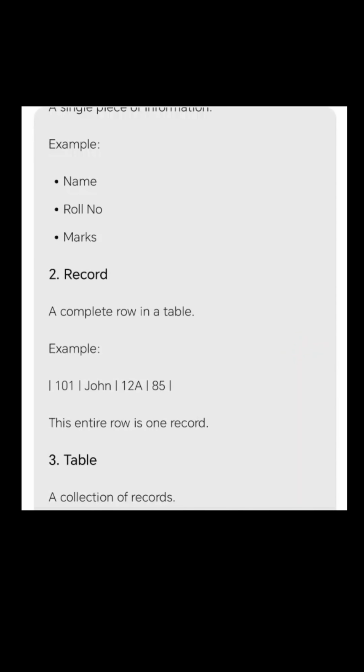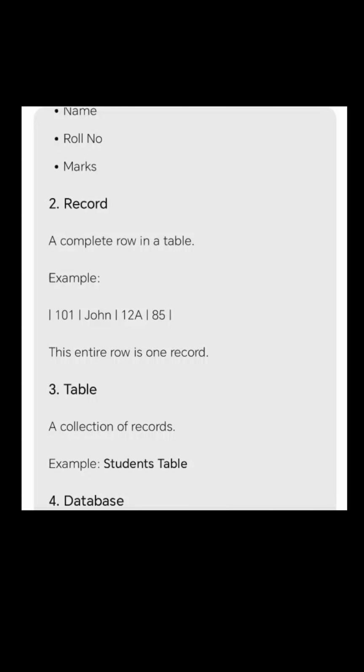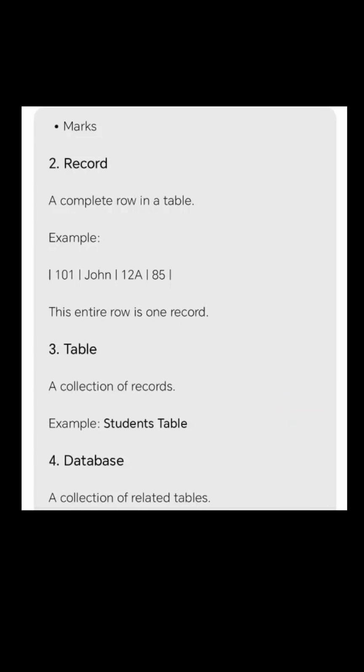Okay. Then record. What is record? A complete row in a table that is known as record. Here you can see, for example, the roll number is 101 and the name is John. Class is 12A and he scored 85 marks. So the entire row is one record. Entire row is known as record.